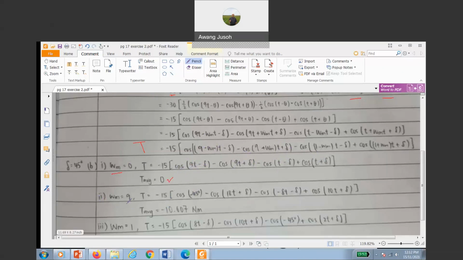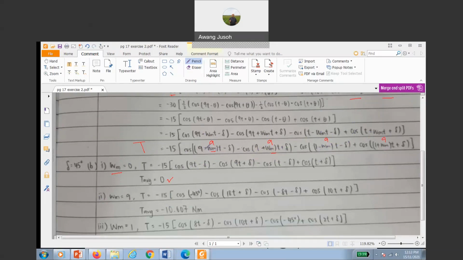Okay, part B, omega m is 9 radian per second. So what happened? You just change omega m to 9. Put 9 there, 9 here, and so on. Now if you see this term here, it produces zero average torque because you have cosine 18t. Here cosine negative 8t also gives 0 torque. Here cosine 10t also produces 0 torque.